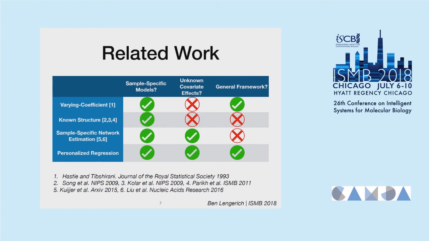So there's a lot of related work trying to estimate specific models. The varying coefficient model of Hastie and Tibshirani is nice, but it assumes that there is some parametric form which translates clinical covariates into model parameters. There's also been some nice work on known structure that's been presented at ISMB in years past, especially on tree-structured or time-varying models. And there's also been more recent work on sample-specific network estimation. But these are generally formulated for network estimation. They're not really general frameworks.